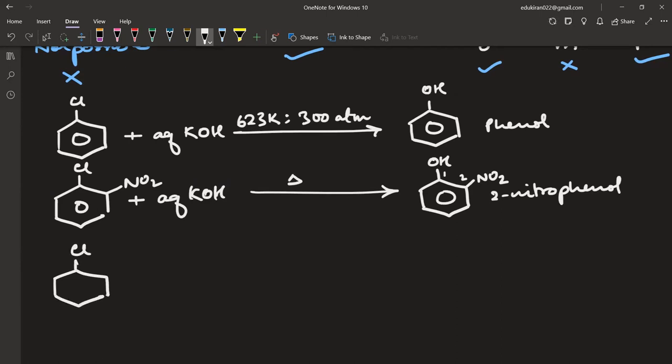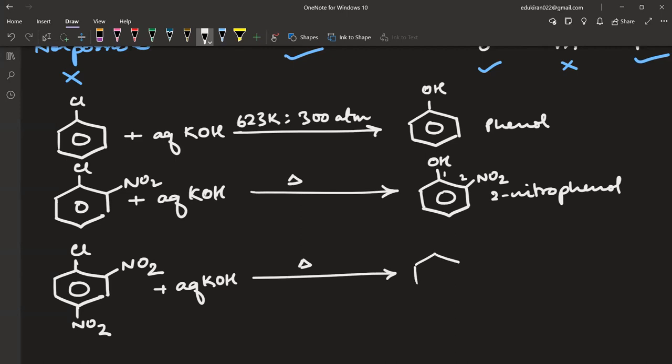You have your chlorine, you have your NO2, and we have here one more NO2 at the para position, plus aqueous KOH, or you can use NaOH also, okay? You give some heat, but this heat should be less than the above. Some heat is given, but it is not at room temperature, and it is also not as high as 623, so it is not drastic condition, okay? Here we have OH, so this is phenol, 2-nitro, 4-nitro as it is. So this will be 2,4-dinitrophenol.